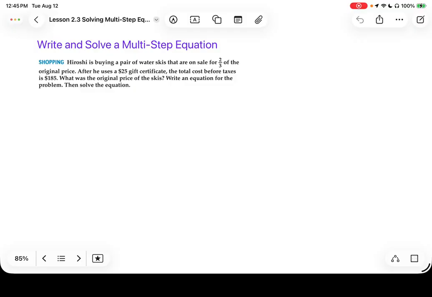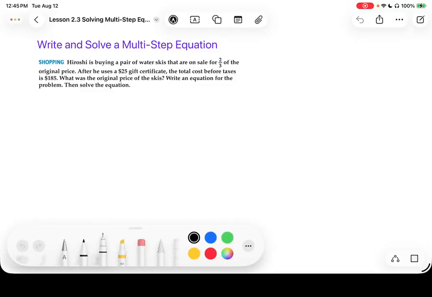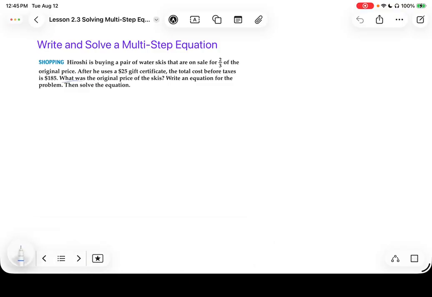So anytime we've got a word problem like this, what is always step number one? Find the variable. And the question is, what was the original price of the skis? So that's our variable, original price of the skis. That's what the problem wants to know. We can use anything we want for the variable. So like S would be good for skis. I'm going to use P for original price.